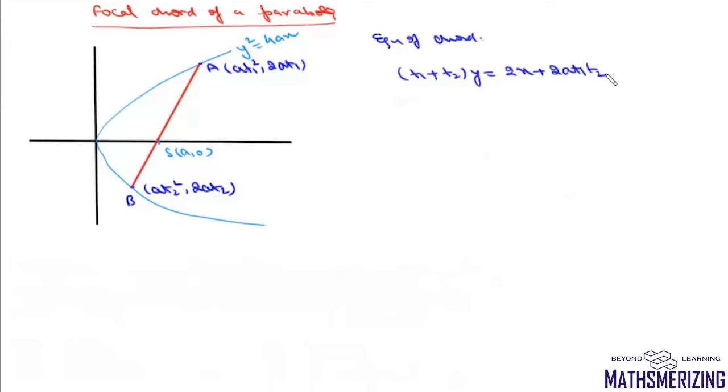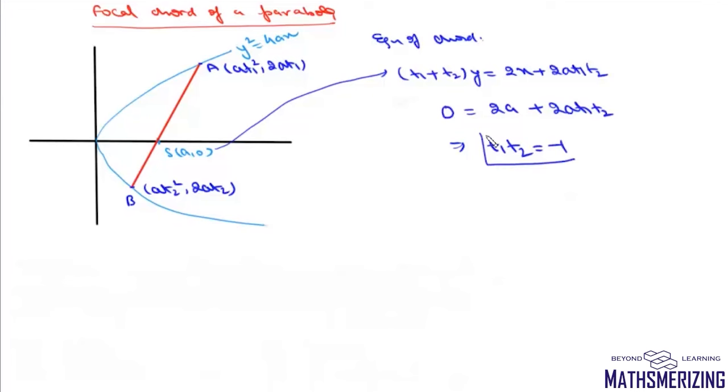Now we know that this chord is a focal chord. So that means this chord should pass through the focus of this parabola, which is a, 0. So we'll put y as 0 and x as a. We'll get 0 equals 2a plus 2a t1 t2. So from here we'll write t1 into t2 equals minus 1. So if A and B are endpoints of a focal chord of a parabola, then t1 into t2 must be equal to minus 1. And this is a very important relation which we'll use in solving questions.